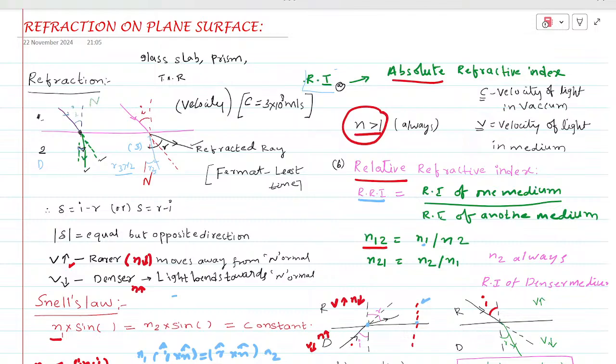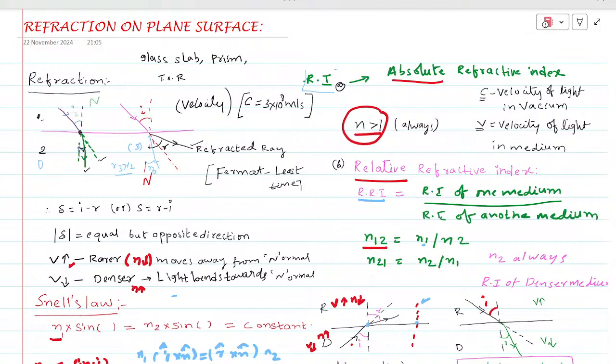Here, the medium in which the speed of light is more is called the rarer medium. The medium in which the speed of light is less is called the denser medium. So rarer and denser media are divided based on the velocity of light, and based on refractive index also you can divide.